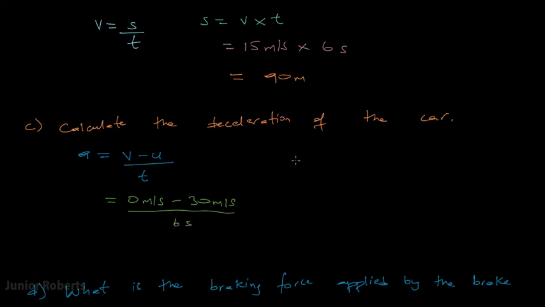So what we're going to get is 0 minus 30, which is minus 30 meters per second, divided by 6 seconds. When we do the math right here, we get minus 5 meters per second squared. In this case, we get a negative value for the acceleration because the object was decelerating. Now, let's see what's next.